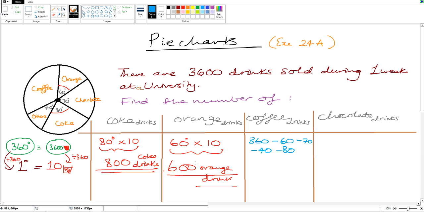100 plus 150 is 250. So the answer to that is 110 degrees left over for coffee, which we can put in now. We just worked that out. Now 110, what do we do with 110? We now multiply by 10, for each degree is worth 10 drinks. So 110 times 10 is equal to 1,100.